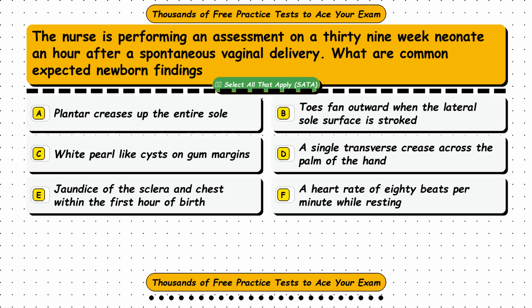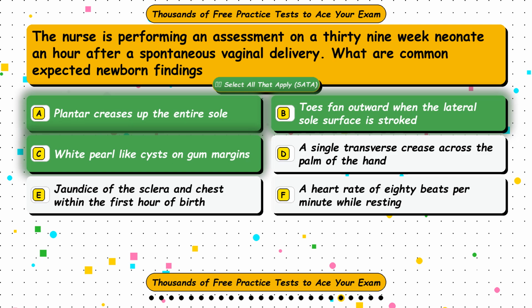Question 21. The nurse is performing an assessment on a 39-week neonate an hour after a spontaneous vaginal delivery. What are common expected newborn findings? Option A, plantar creases up the entire sole. Option B, toes fan outward when the lateral sole surface is stroked. Option C, white pearl-like cysts on gum margins. Option D, a single transverse crease across the palm of the hand. Option E, jaundice of the sclera and chest within the first hour of birth. Option F, a heart rate of 80 beats per minute while resting.